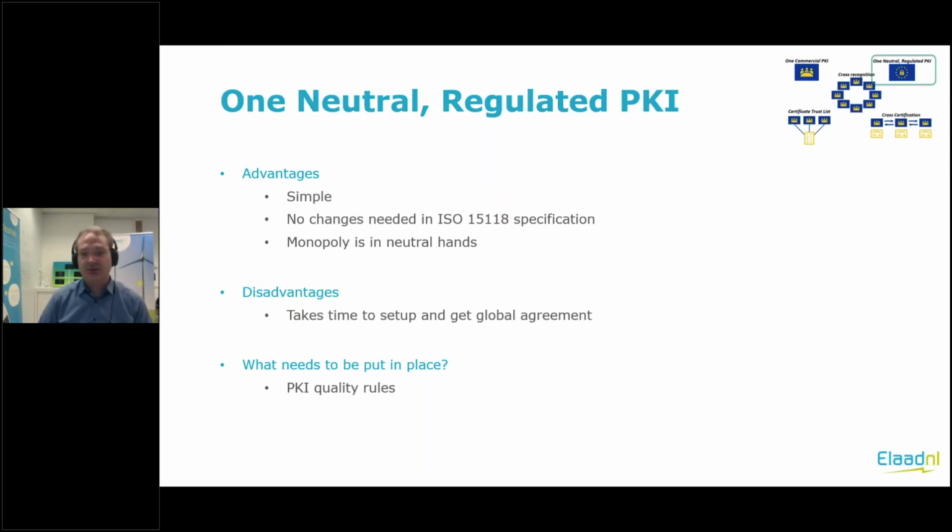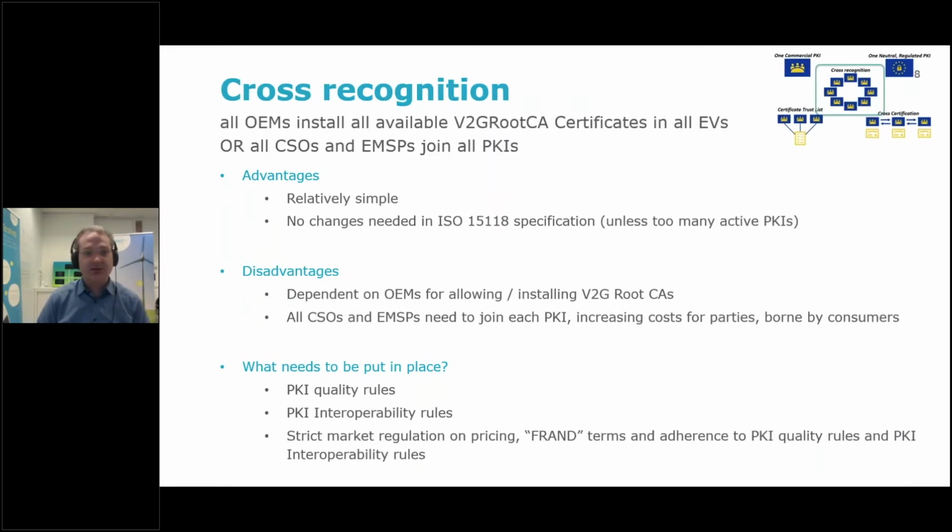So these are two ways of setting up only one PKI, but as already introduced, we will also look at multiple PKI methods. One of those is cross recognition. In the case of ISO 15118, this means that if different PKIs trust each other, this could mean that all OEMs install all V2G Root CA certificates in all cars, or all companies have to join all PKIs. So that's two different ways of achieving this. It also has, of course, advantages and disadvantages. It's relatively simple and fits ISO 15118.